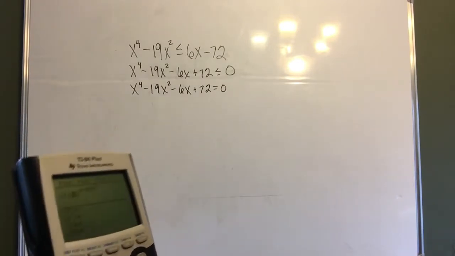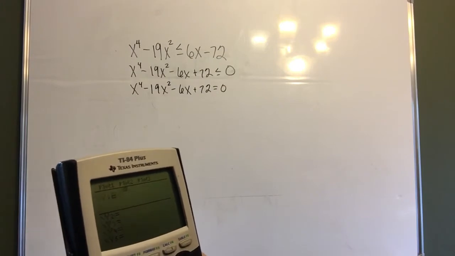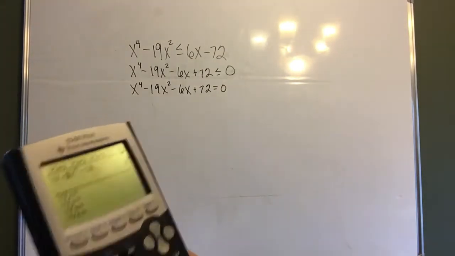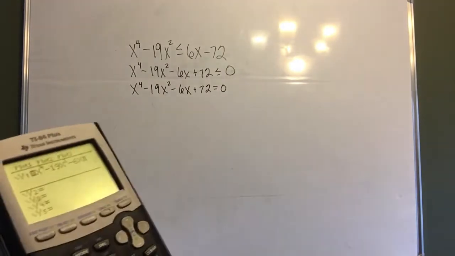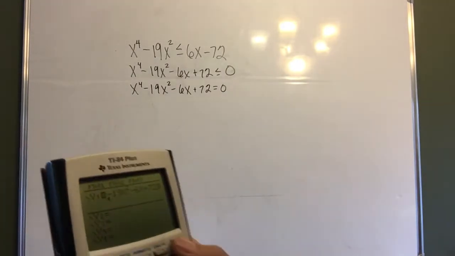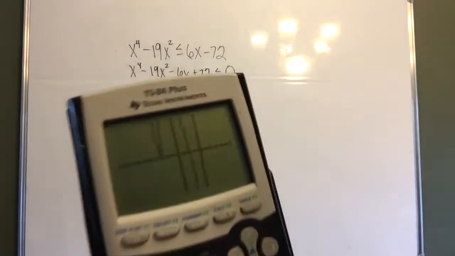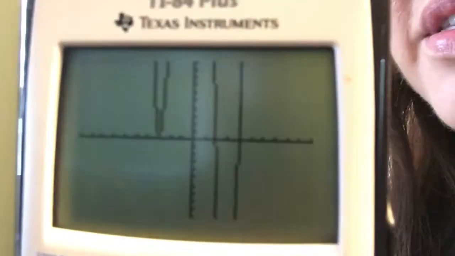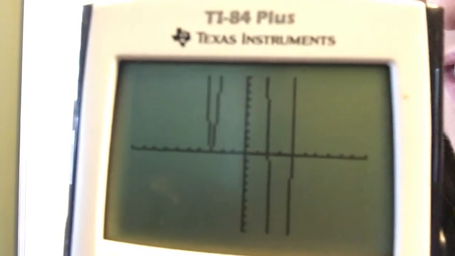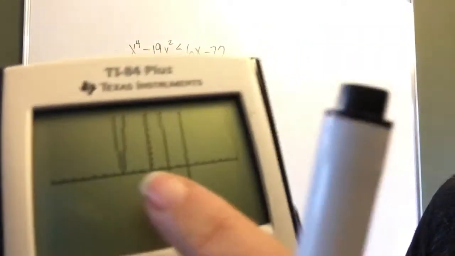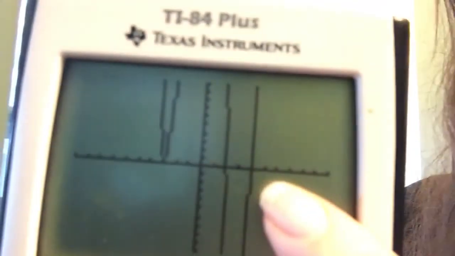Whoops. Wasn't watching what I was doing and I messed up a little bit. All right, x to the 4th minus 19x squared minus 6x plus 72. Graph. Okay, and then look at the graph and see, can you tell where it crosses the x-axis? I think you can really just see it for this one. So it looks like it's crossing at -3, +2, and +4.